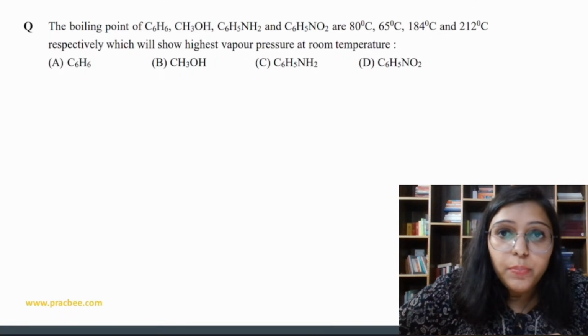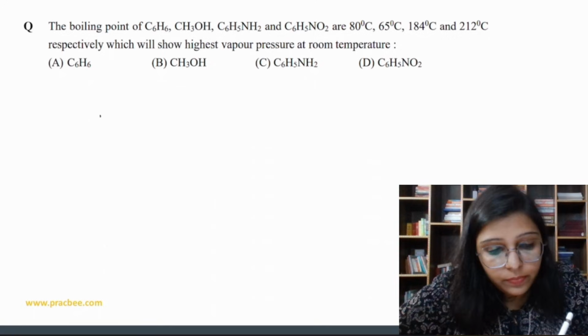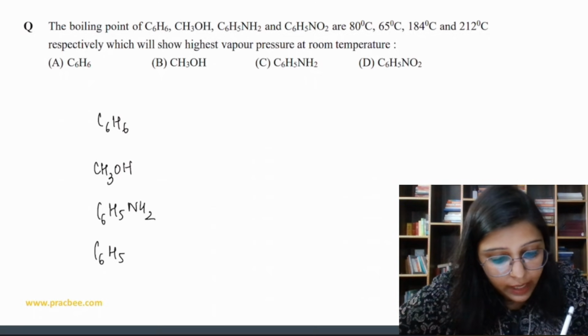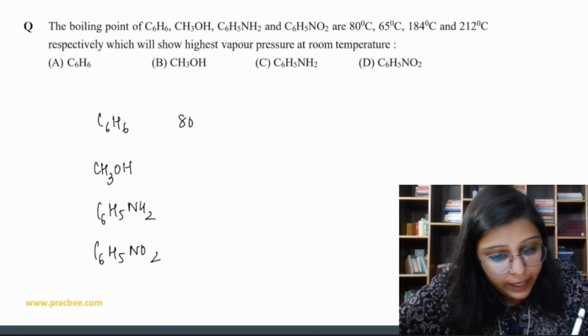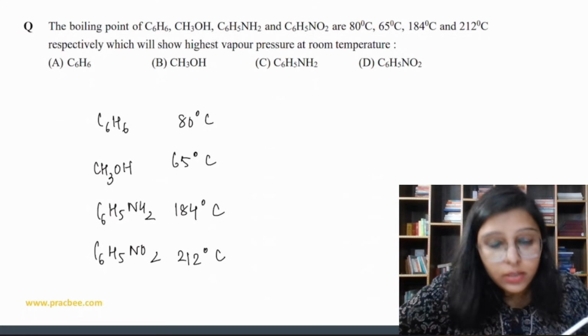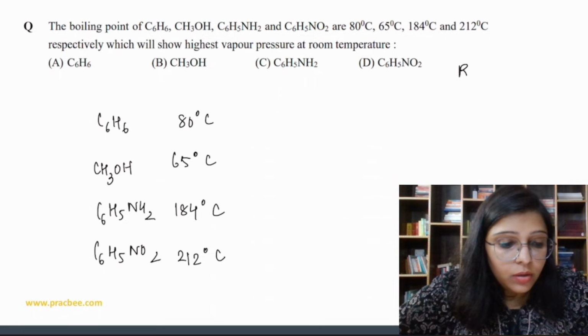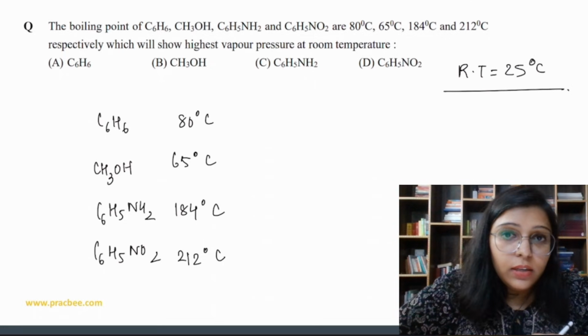Next question says the boiling point of C6H6, methanol, C6H5NH2 (aniline) and nitrobenzene are 80 degree, 65 degree, 184 degree Celsius, 212 degree Celsius. Which will show highest vapor pressure at room temperature? So room temperature is 25 degrees Celsius, right?